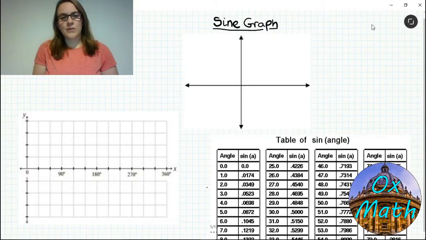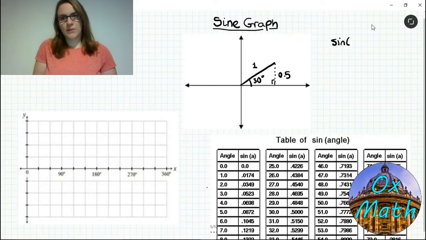So if I draw on these axes a line that has a length of 1 at an angle of 30 degrees, and we make that into a right angle triangle by joining it down to the axes, we could measure the length of this opposite side here and it would be 0.5. Why have I done that?